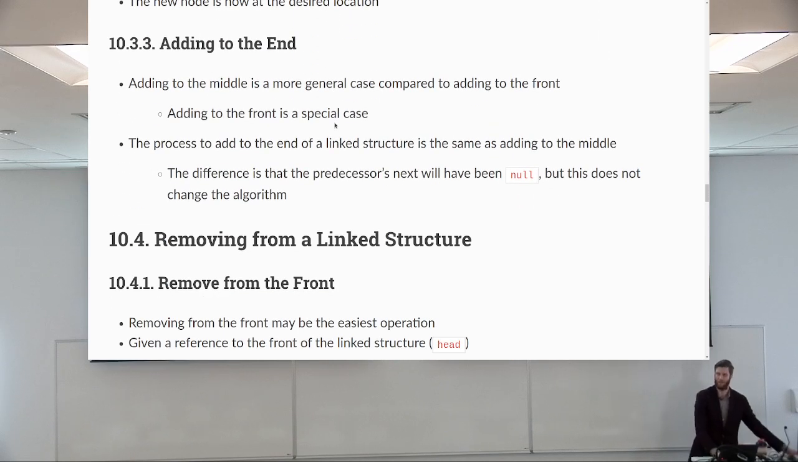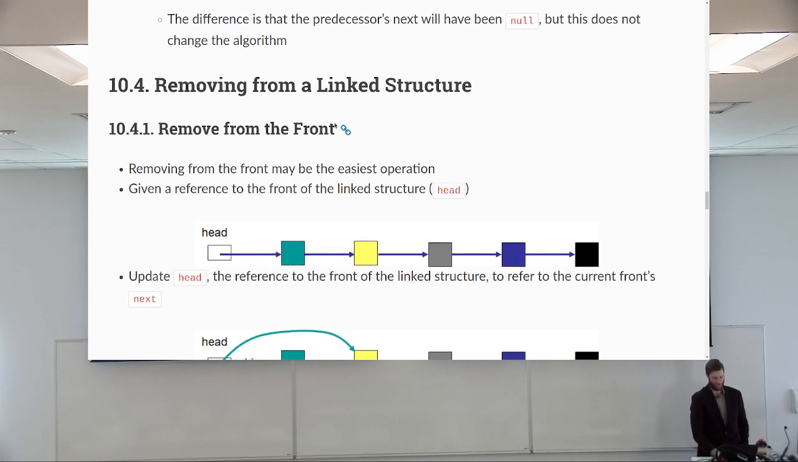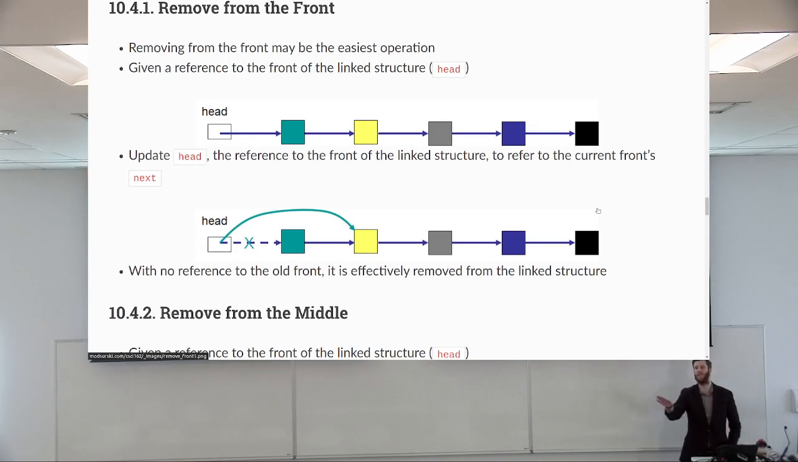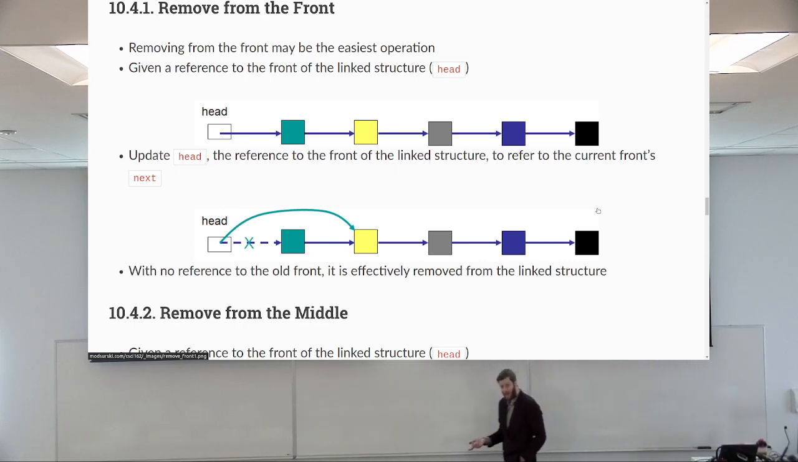All right, adding to the end. Oh, wait, we just did that. Remove it. Removing from the front is going to be the easiest of all these. Head. Right now you're referencing that light blue, cyan, teal color. No, don't reference that anymore. Reference, if I ask you, what color is head's next? You say yellow. So you say, okay, head, you reference head's next. That's all it is. Boom, gone. You've removed from the front.